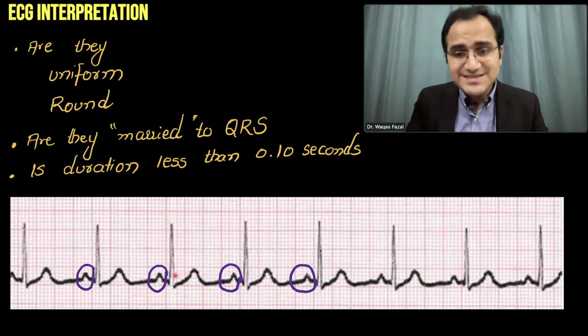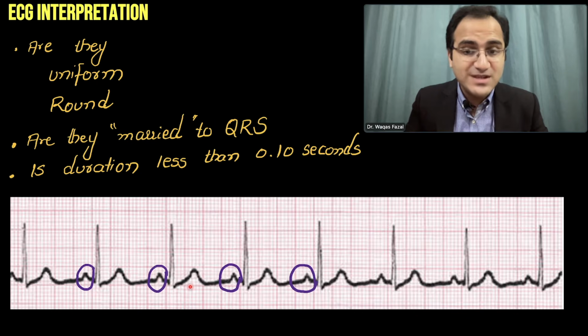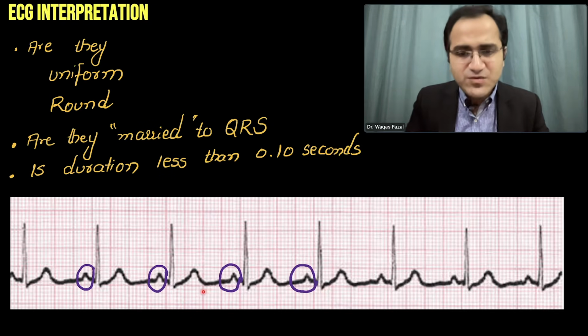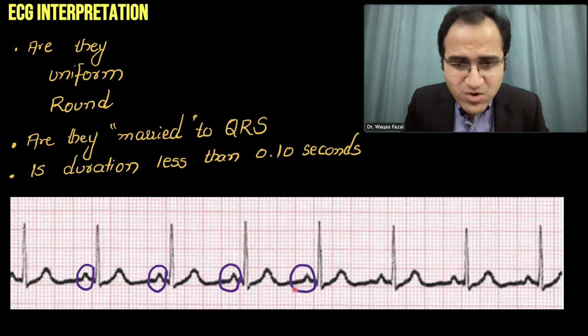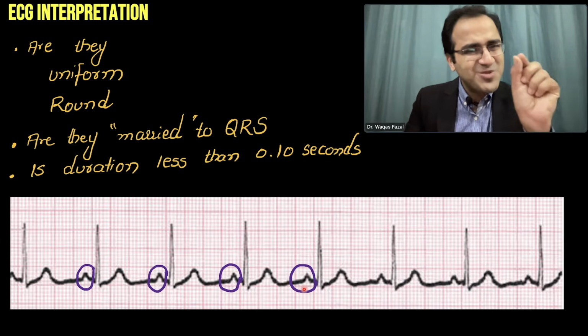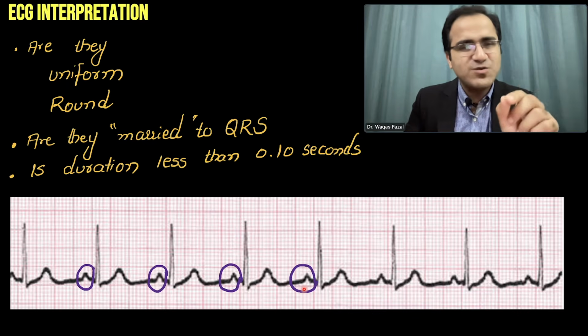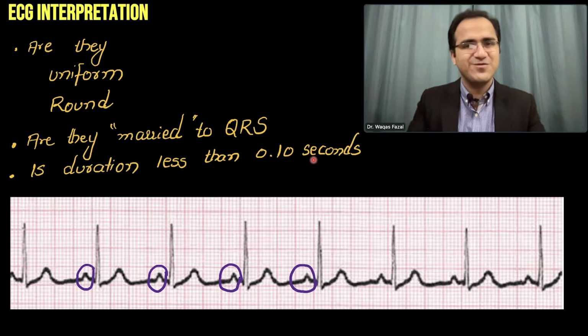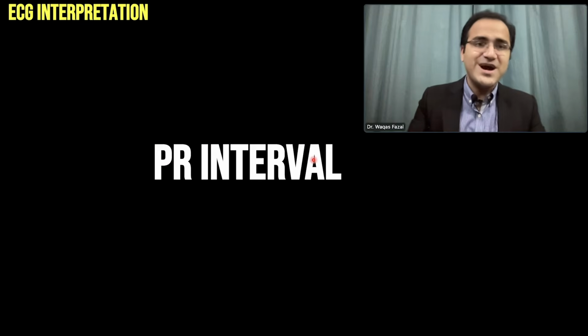Now if you look at this ECG, in this ECG you can see the P wave is normal, round and upright, and it is followed by QRS complex. It is married to the QRS complex. After each P wave you see a QRS complex. And if you look at the number of small boxes, it almost has 1.5 small boxes. So it means each small box is 0.04 seconds and 1.5 small boxes is 0.06 seconds. So it is less than 0.10 seconds. It's a normal P wave.